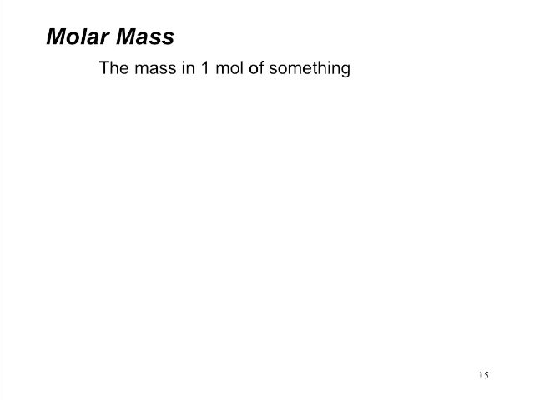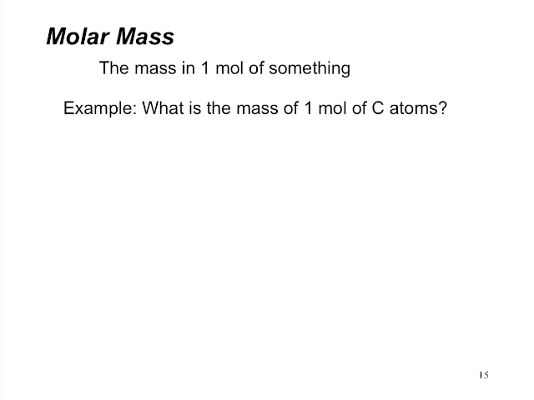So remembering that the mole is just a number of things, we can ask the question, how much does 1 mole of something weigh? That is called the molar mass. So for example, we can ask the question, what is the mass associated with the number 1 mole of carbon atoms? Well, we know the average mass of a carbon atom. We can look it up in the periodic table. It's 12.012 atomic mass units, right? It's a mass weighted average over all the isotopes.